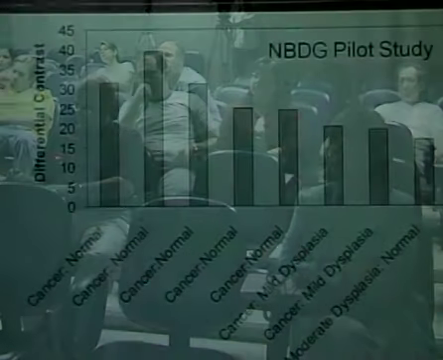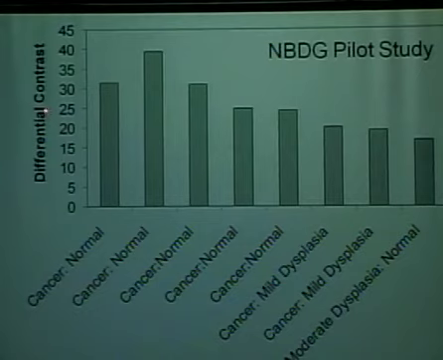We know that our abnormal tissues have decreased autofluorescence, so they start out lower. But we know that they take up more glucose, so they end up higher. And so by combining those two features, what we're able to get is a very, very high differential contrast. So this is the differential contrast.